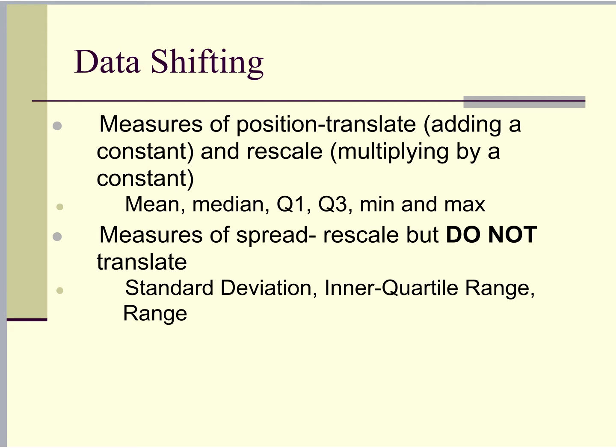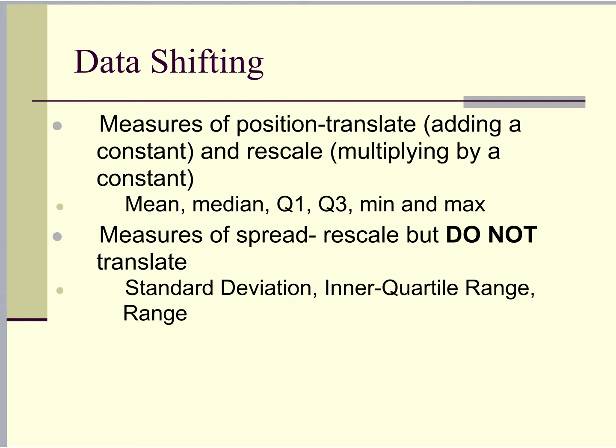Well, we have two types of statistics. The first one is the measures of position. Measures of position are the mean, the median, the Q1, the Q3, the min, and the max. We're not subtracting anything to get them. They're not measuring spread. So measures of spread are the standard deviation, the IQR, and the range.